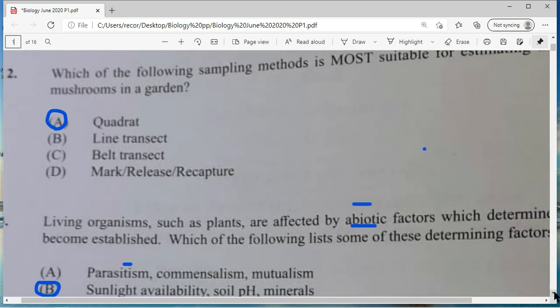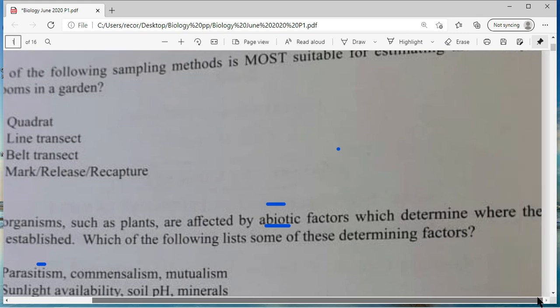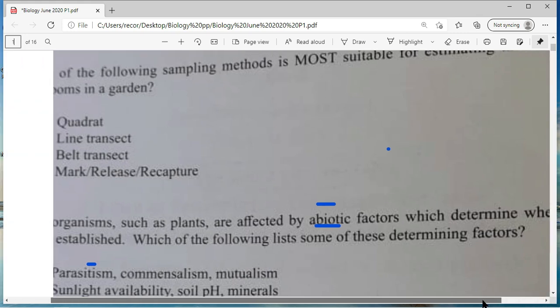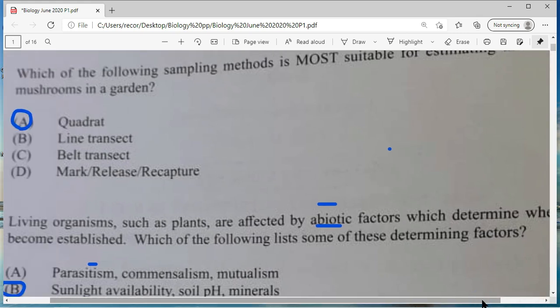We move on down to question number 3. Living organisms such as plants are affected by abiotic factors. The abiotic factors here refer to the non-living component or the physical component of the environment. And that could include sunlight availability, topography, soil, pH, minerals, that type of thing. So the abiotic factors determine where they become established. Now, which of the following lists some of these determining factors?